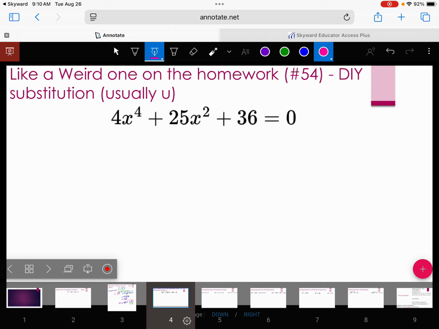It is not particularly pleasant. We've got a 4th. Ew. But what we're going to do is say, I really don't want to have to deal with a 4th and a square at the same time. Super gross. So we're going to make our own little substitution here. A lot of times we'll do this with a u, and it'll be called a u substitution. You may have heard that before, you may not have, and that's okay.